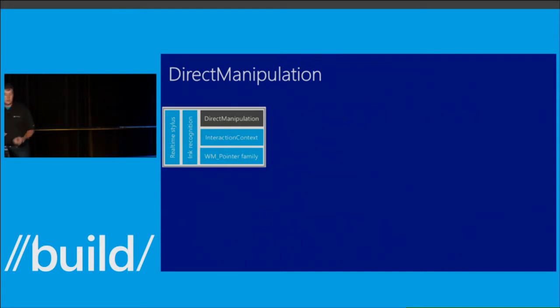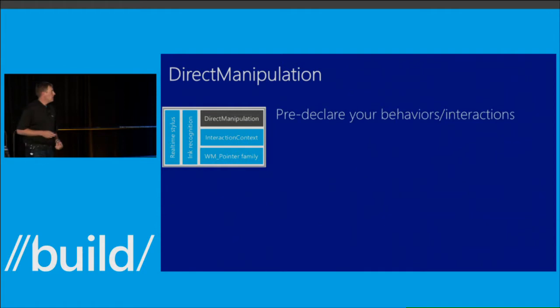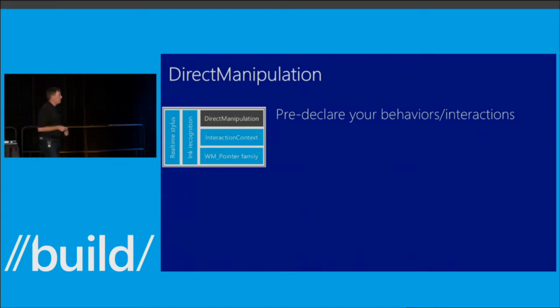So the way that direct manipulation works at the highest level is you need to pre-declare all of your behaviors and interactions before input comes. And so what do I mean by that? Let's walk through an example. Let's say that we have the start screen itself. And so what does it need to declare? Well, the first thing it needs to declare is kind of the viewport.